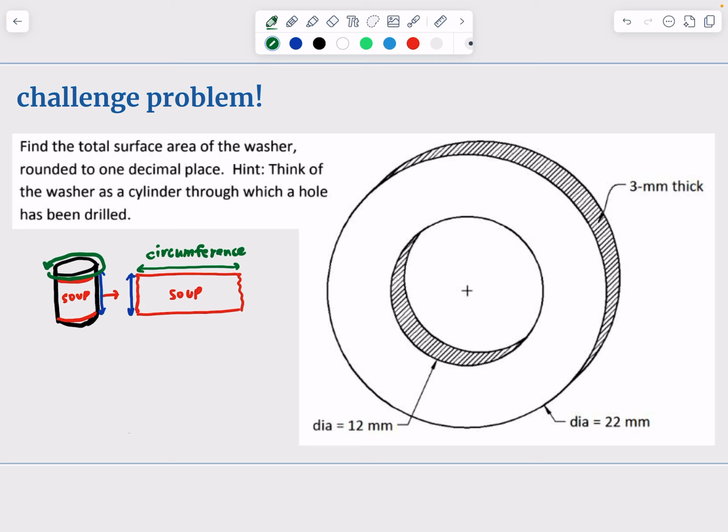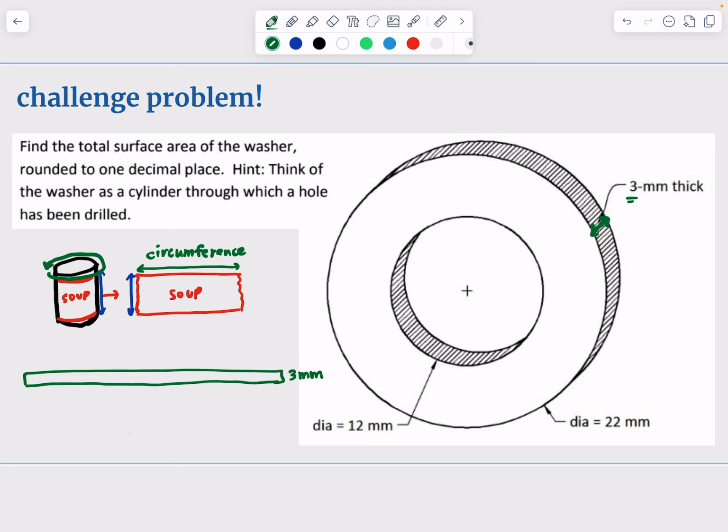So we know the height of this washer. We're thinking of this as similar to a can. This height, or thickness, is 3 millimeters. So that's going to be the width of our long, skinny rectangle. And we can almost imagine if this washer had a paper label wrapping around it that we could cut off, what we would get would be this really long, skinny rectangle, and it would be 3 millimeters on one side.